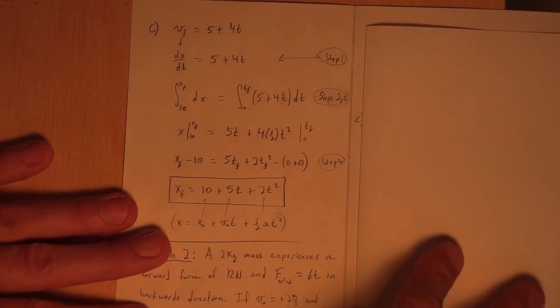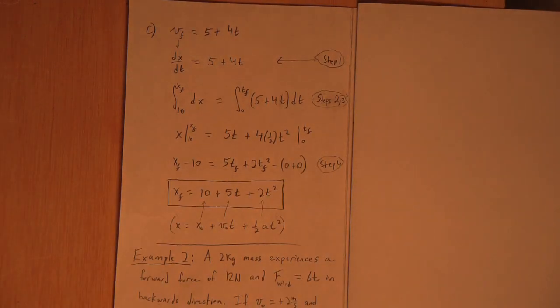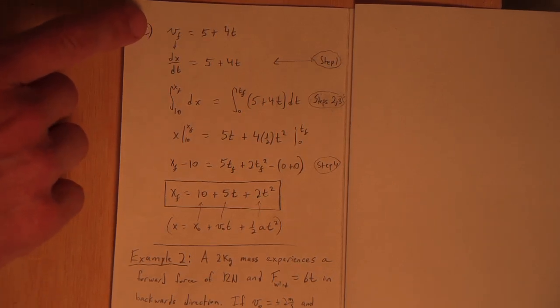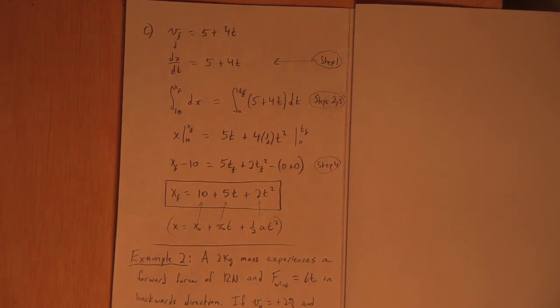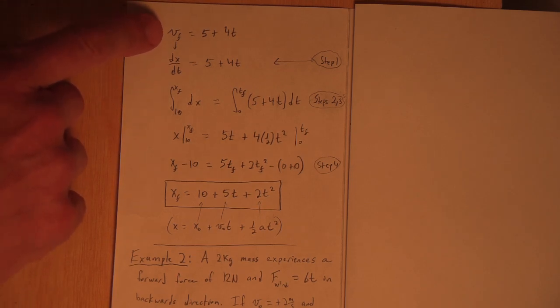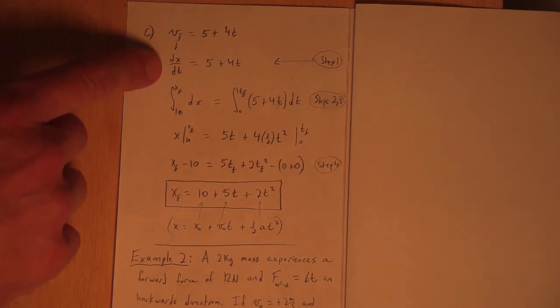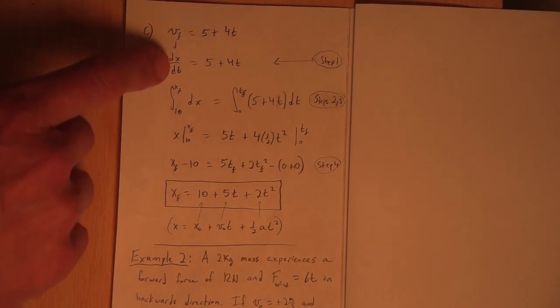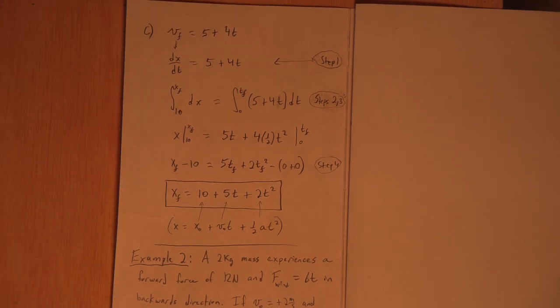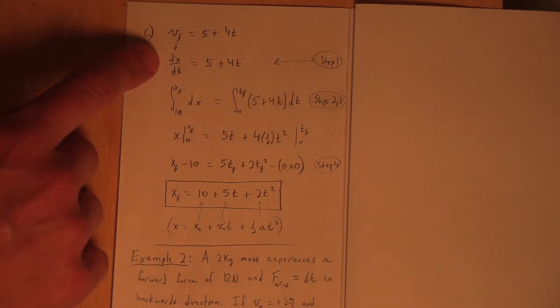Okay, this should be centered. Let's see. Yeah, it looks good. So we start with our answer for velocity that we had before, but we realize that that's not an algebraic expression. It's actually defining another derivative. Velocity is dx/dt. So we replace that this way, and now we have step 1 done. We've made our differential equation.